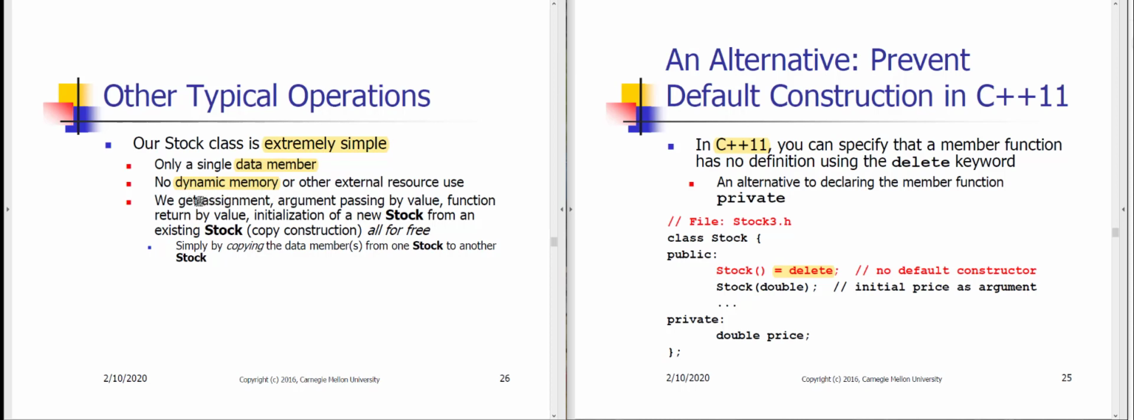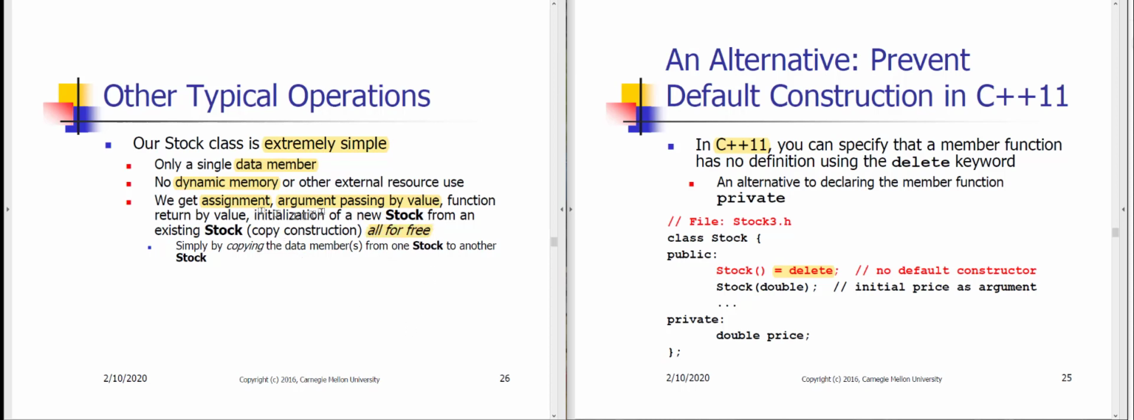That is, assignment is defined for us, passing a stock into a function by value, or returning a stock as a result from a function, initializing a new stock as a copy of another stock. All of this stuff is available to us for free.